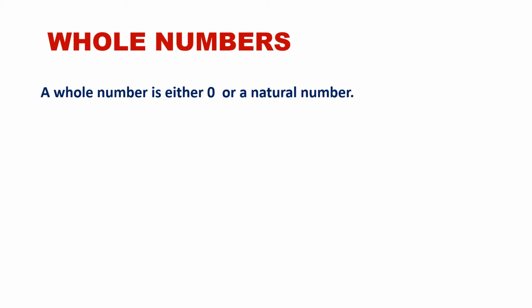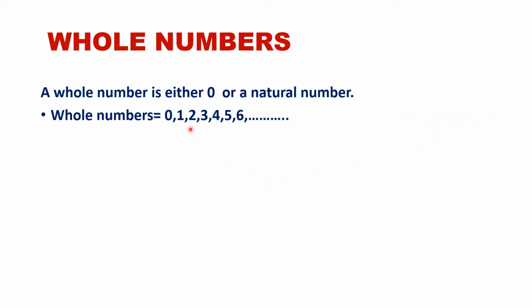Now we come to a new set of numbers which are called whole numbers. What are whole numbers? A whole number is either 0 or a natural number. So 0 is coming here in the whole number set. Now whole numbers: 0, 1, 2, 3, 4, 5, 6, 7, 8, 9, 10, and so on, so on, so on, isn't it?